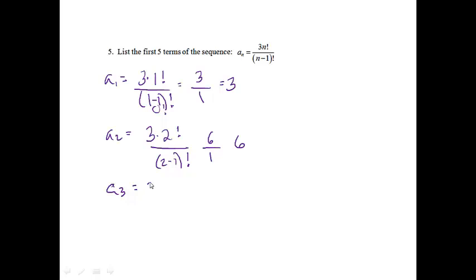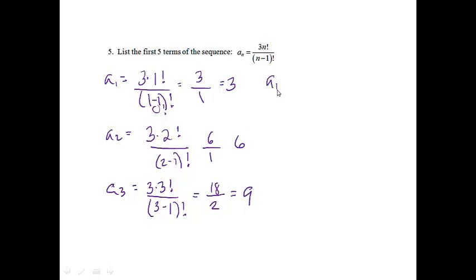And then our third term, we'll plug in 3. We'll get 3 times 3 factorial over 3 minus 1 factorial. Okay, 3 factorial is 3 times 2 times 1, which is 6, times 3, which is 18, over 2 factorial, which is 2 times 1, which is 2. So our next term will be 9.